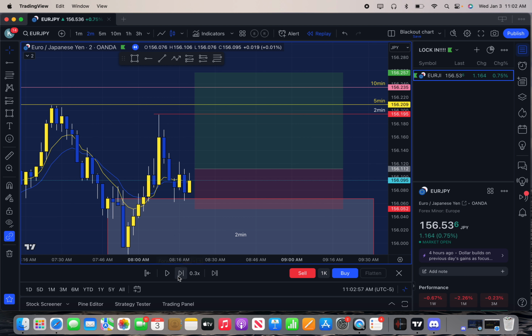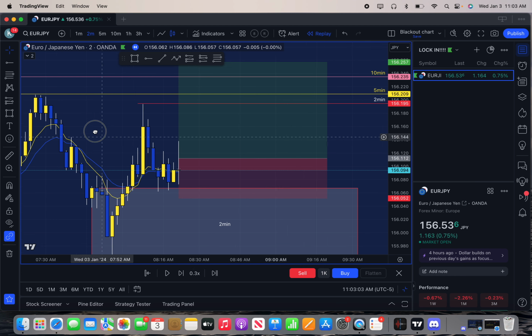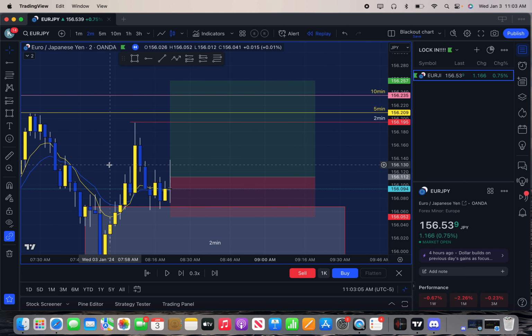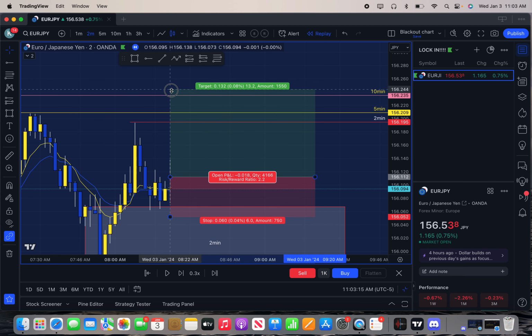Alright, so let's see if we get entered in this one. Perfecto. So we do get entered into this one. Because we entered, we want to go ahead and mark off our 75% level. So all we do is take that 14.5 times 0.75, which is 10.87. So we'll go down to about 10.9.